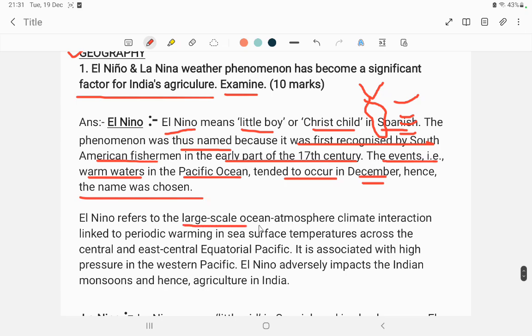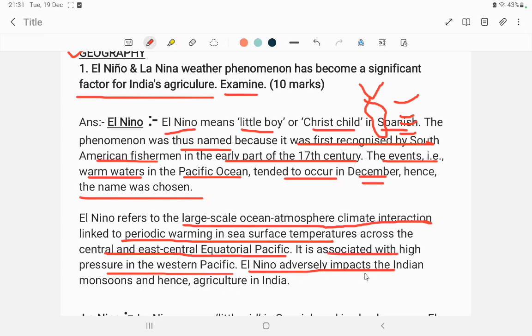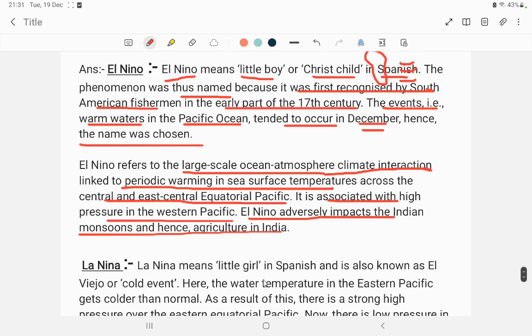El Nino refers to a large scale atmospheric climate interaction linked to periodic warming of sea surface temperature across the central and east central equatorial Pacific. It is associated with high pressure in the western Pacific. El Nino adversely impacts the Indian monsoon and hence agriculture in India. So that was El Nino.